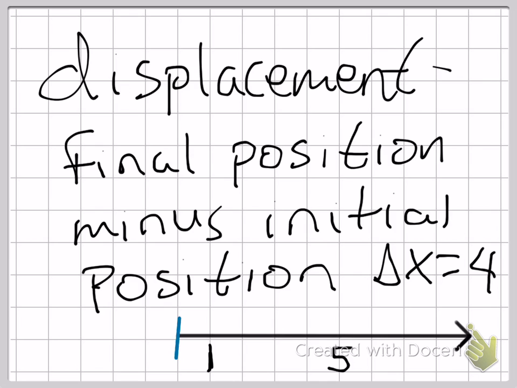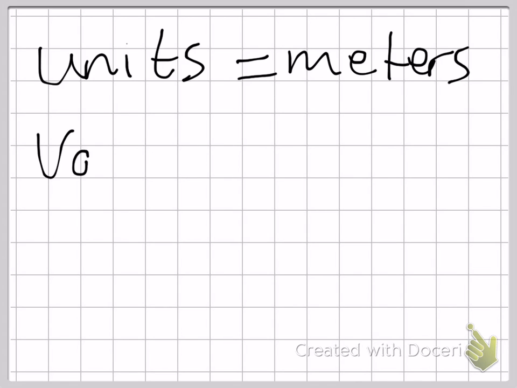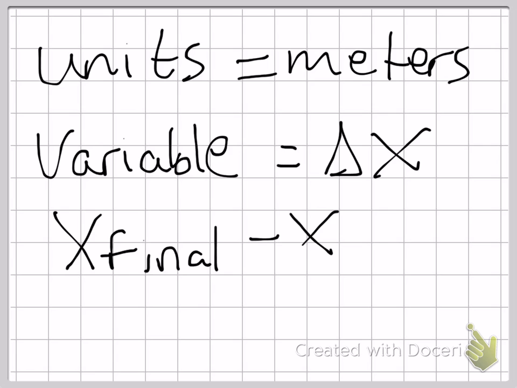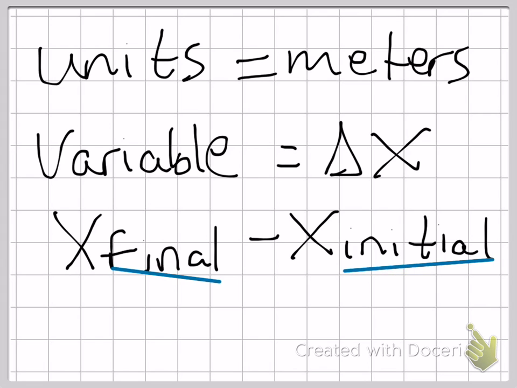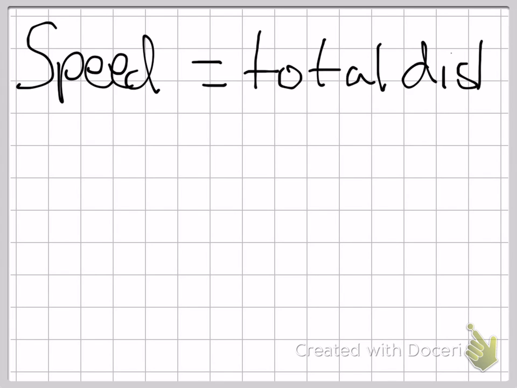Okay, that is displacement. It has the same units, meters, because you're looking at distances, and our variable here is something you may not have seen before until you came to physics: this triangle. This triangle is called delta, and it means the change in. The change in is always a final minus an initial. Whether it's a velocity or a position or a time, it's always the last value minus the first value. So that is displacement.